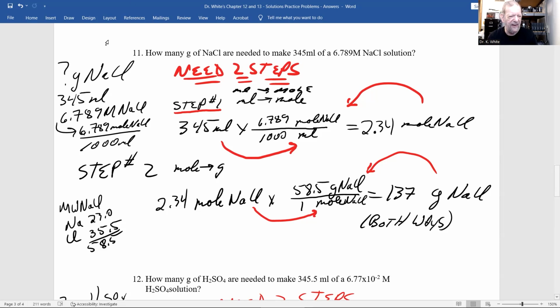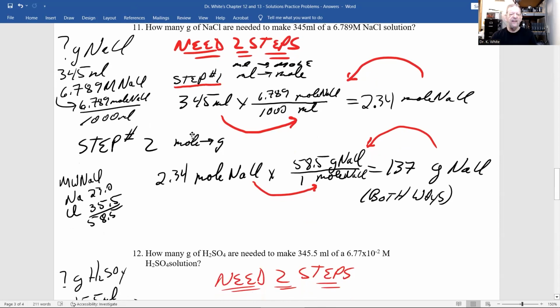Am I done? No, I'm trying to get grams of NaCl. So I now need to do my second step. Moles of whatever we just calculated in step 1 to grams. In this case, 2.34 moles of NaCl. We want to go to grams of NaCl, sodium chloride. Whatever we're trying to get to goes on top of the ratio. Whatever we're trying to get rid of goes underneath.